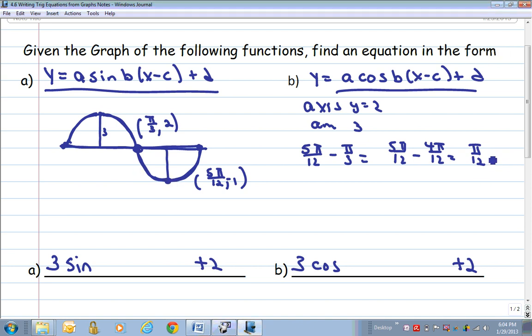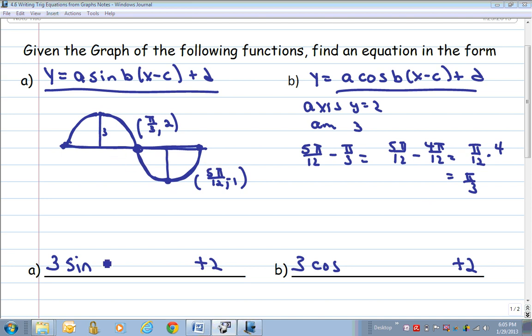So if I multiply that times 4, which is important, if I multiply that times 4, I believe I get pi over 3. So I would have 4 pi over 12, which would equal pi over 3. So it looks like to me that pi over 3 would be our whole period.